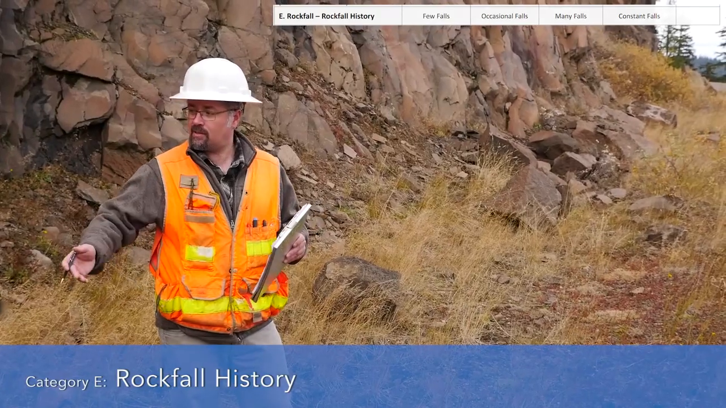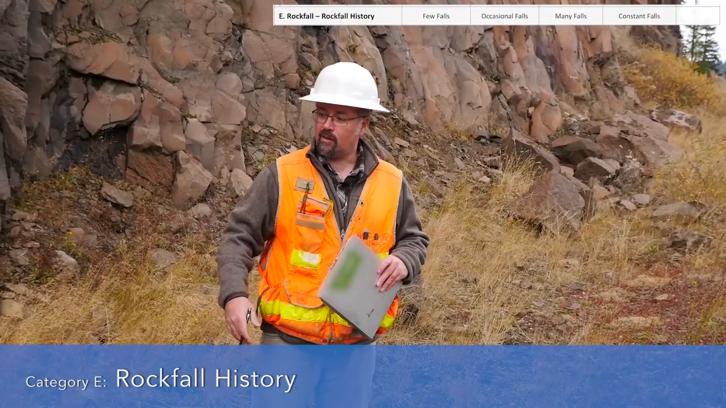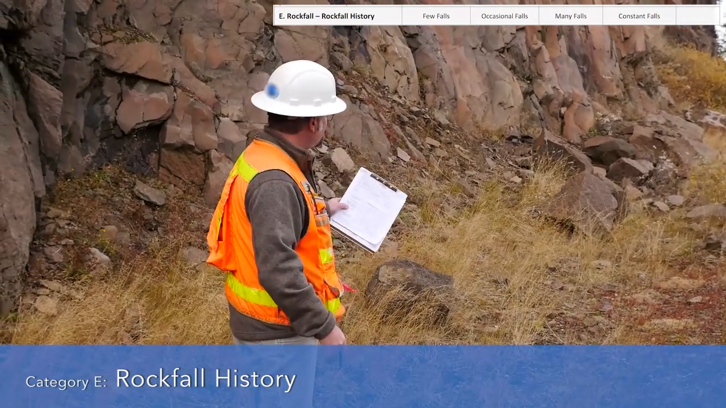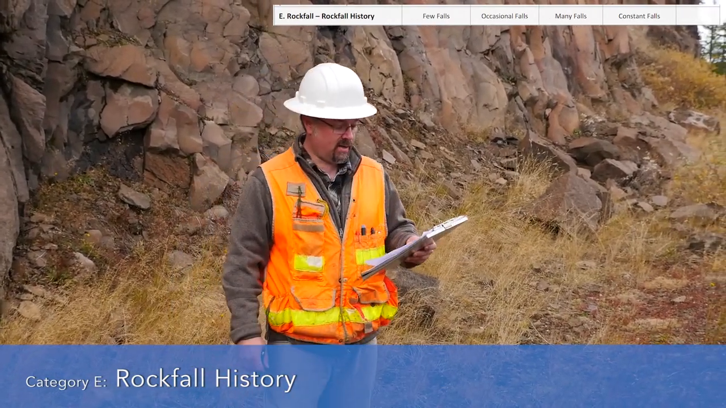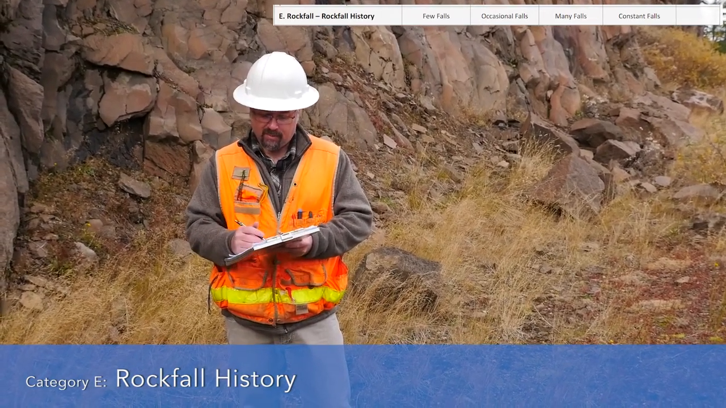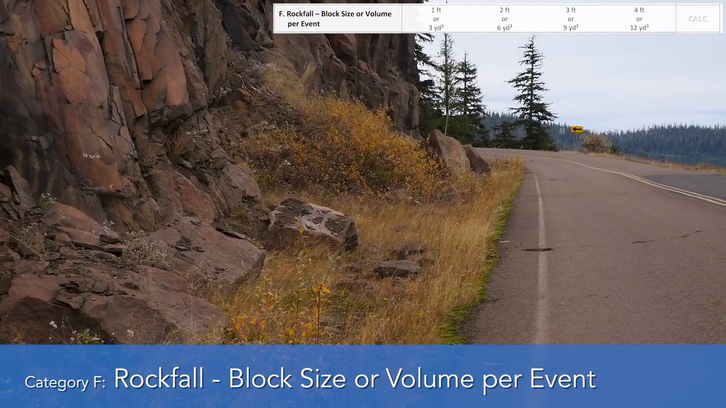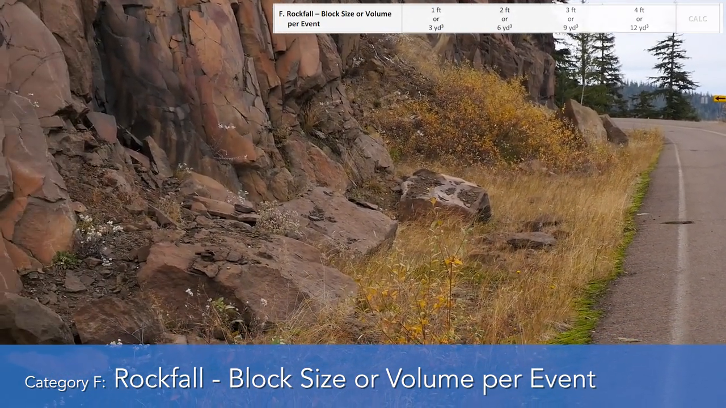Here, in the absence of maintenance information, judging on the quantity of material still in the ditch, probably accumulated over a number of years, I would estimate this to be occasional rockfall, 9 points. The next category is Category F, the rockfall block size or volume per event.